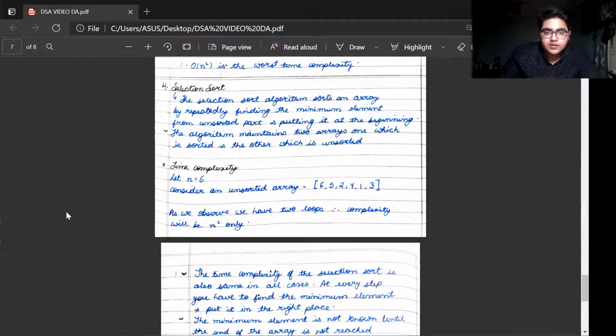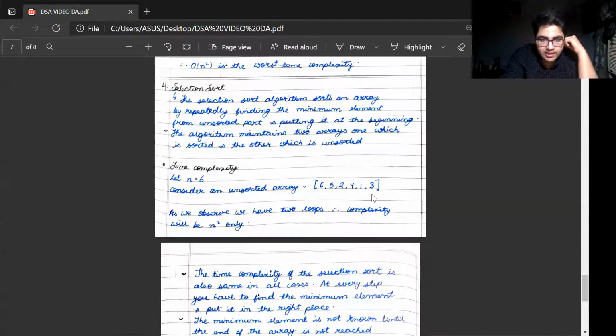Selection sort sorts an array by repeatedly finding the minimum element from the unsorted part and putting it at the beginning. The algorithm maintains two arrays, one which is sorted and the other which is unsorted. So basically we find the minimum element from the unsorted array, and in the end we obtain a sorted array.